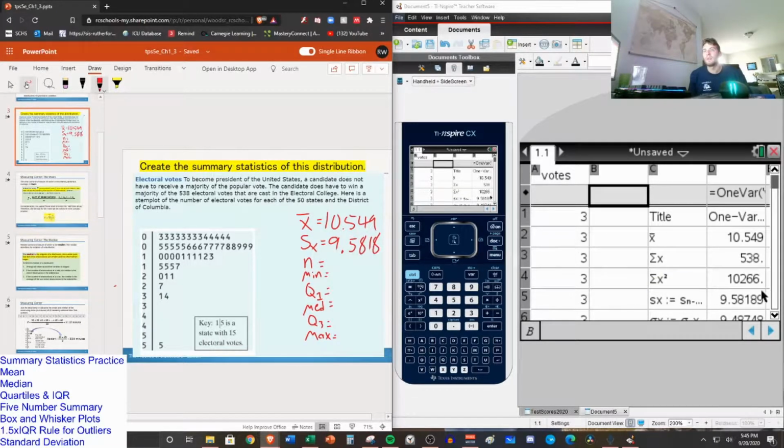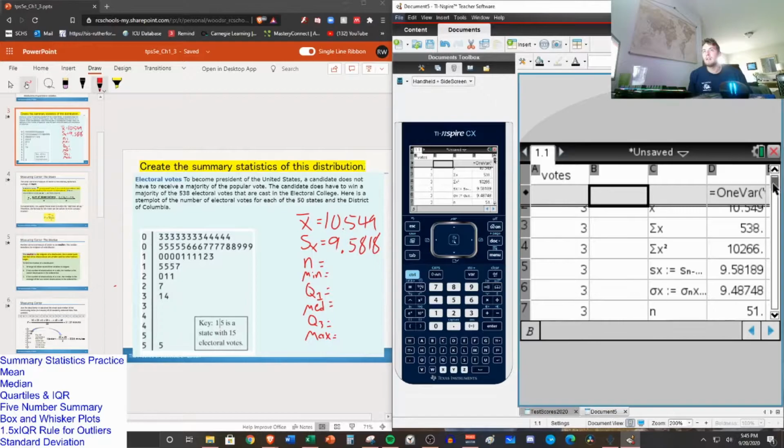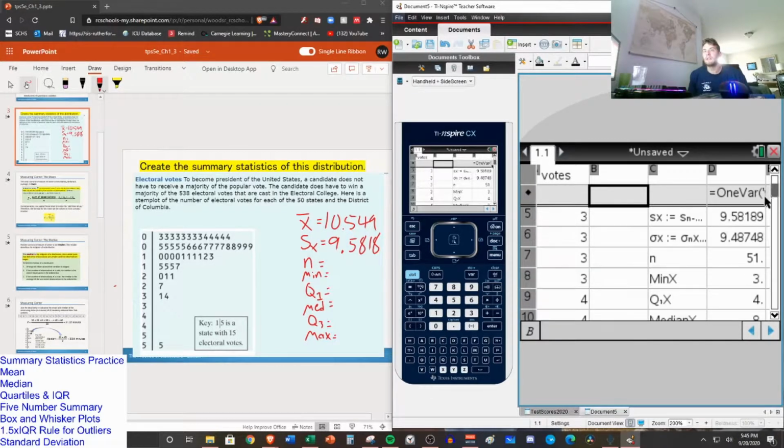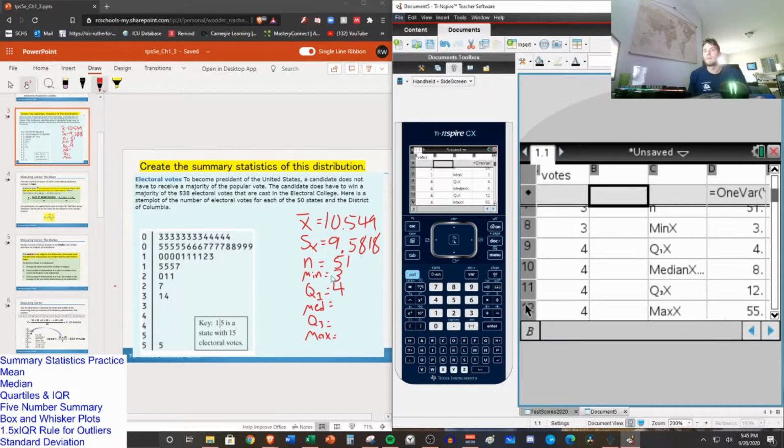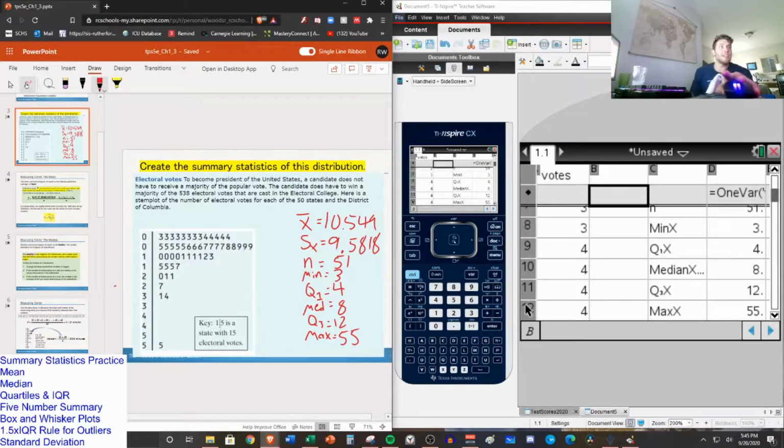9.5818. Let's scroll down. N is 51. Minimum is 3. Q1 is 4. Median is 8, Q3 is 12, and max is 55. So see if you got those correct.